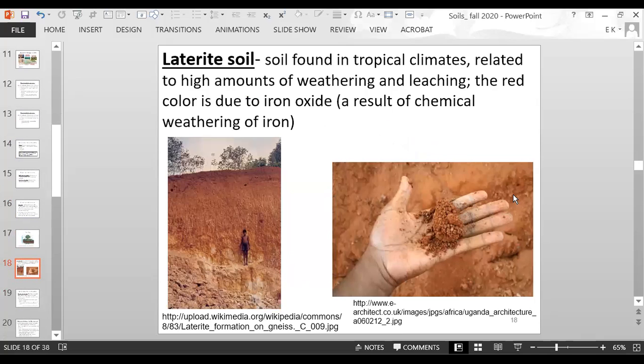This is a picture or two pictures of laterite soil. Laterite soil is found in tropical climates. It is related to high amounts of weathering and leaching. The red color is due to iron oxide, which is a result of chemical weathering of iron that is present in the soil.